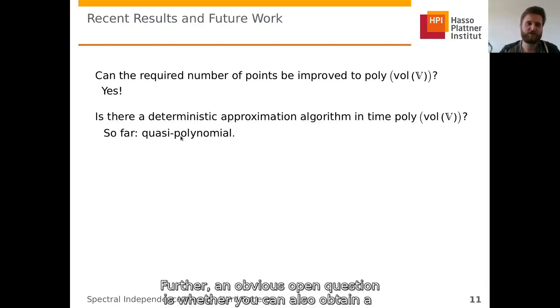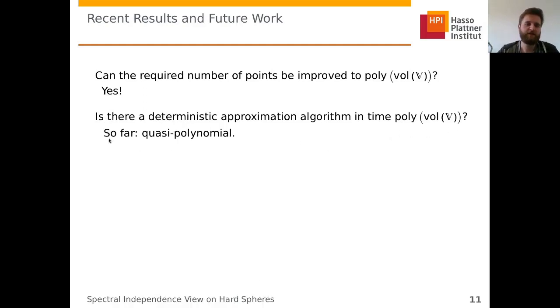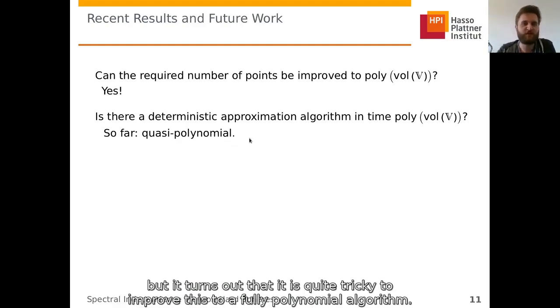Further obvious open question is whether you can also obtain a deterministic approximation algorithm for the same regime that's polynomial in the volume. And so far we at least have a quasi-polynomial algorithm, but it turns out that it's quite tricky to improve this to a fully polynomial algorithm.